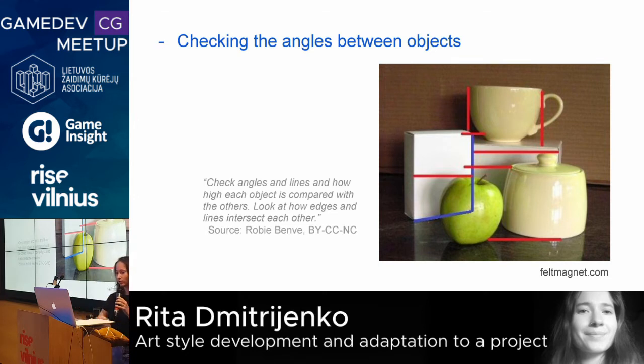So as this beautiful citation says, just check the angles and lines and how high each object is compared with the others. Look at how edges and lines intersect each other. I couldn't have said it better than this quote by Robbie Ben. So I hope it's quite clear that angles and measuring are objective, right? Your own artistic skills and development is subjective. So the only way you can check yourself if you drew a correct angle or not is just to check and measure it, right?